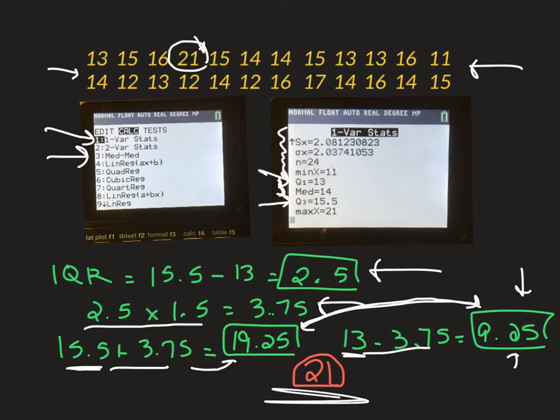So, things you need to know from this video. First of all, the IQ range measures the middle 50% of the data. You find it by doing Q3 minus Q1. You can use your calculator to find Q3 and Q1, although your calculator will not tell you what the IQ range is. To find outliers, you multiply your IQ range times 1.5, add it to your Q3, and subtract it from your Q1. That gives you your usual data, and you can see if there are any outliers by seeing if anything falls outside those two boundaries.